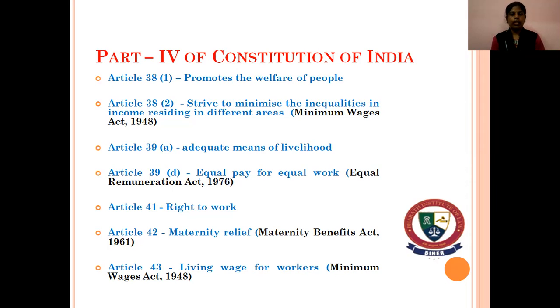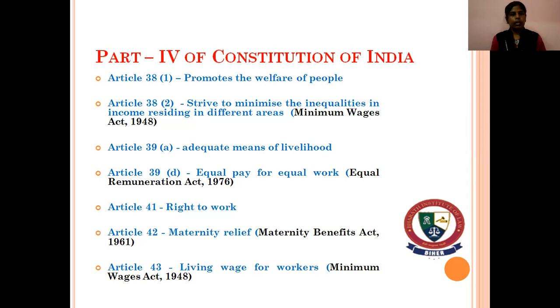And next is Article 38(2), which says that there must not be any inequalities in the payment of wages to the people based upon their working place, or depending upon whether they are from urban or rural areas. So there should not be any discrimination in the payment of wages.